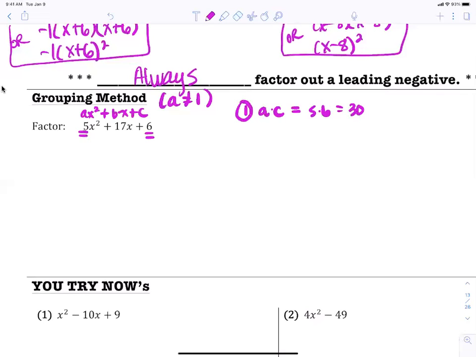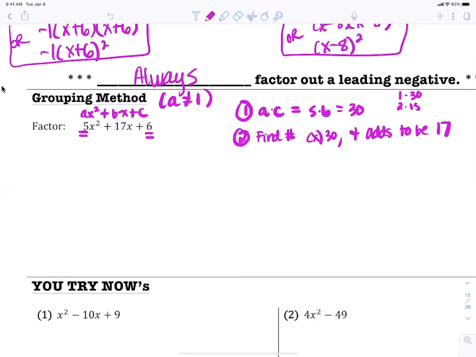So step 2 is kind of similar to guess and check. Our question is we have to find a number that multiplies to be 30 and adds to still be the middle number. Usually, this is where I go through and find all my factors of 30. Factors of 30, there's really only 3 pairs. It could be 1 and 30, 2 and 15, or 3 and 10.